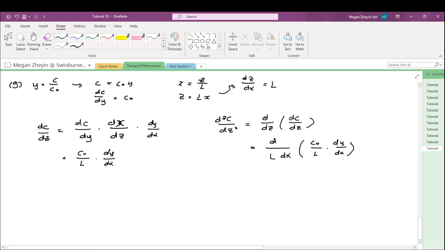Okay, so when we take it out, we get C0 over L squared multiplied by d squared y over dx squared. Okay, so we substitute this and this into the equation from the one that we solved in F.